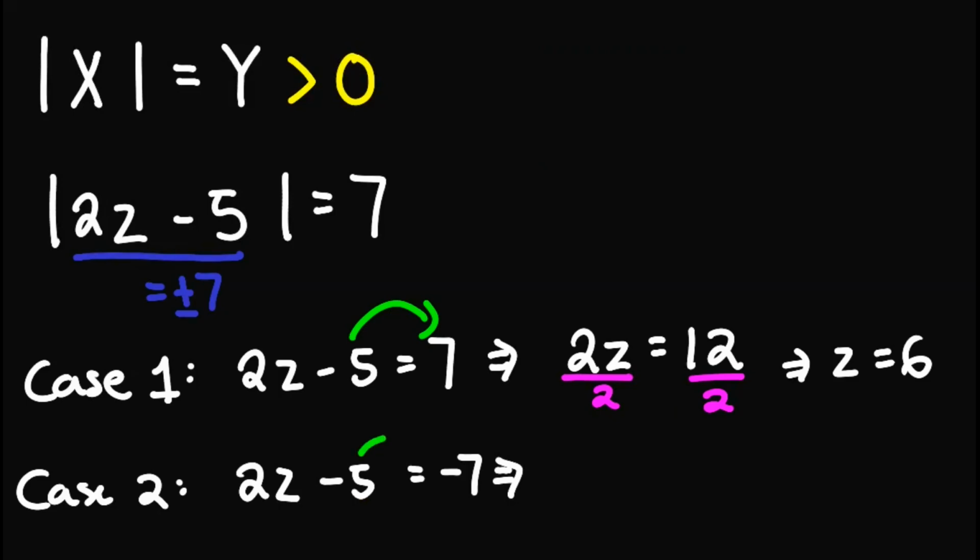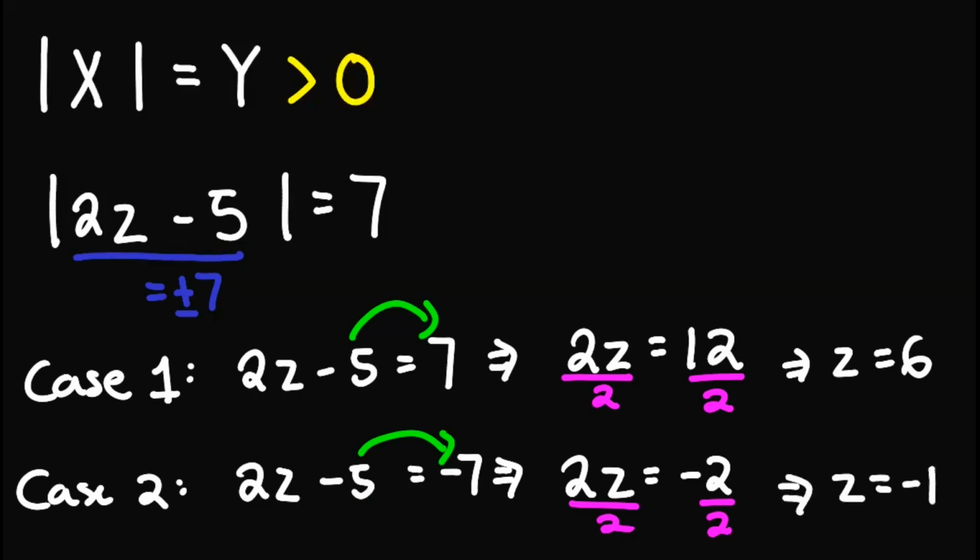Moving the negative 5 to the right side again, we'll have this time 2z is equal to negative 7 plus 5, which is negative 2. Divide both sides, and we obtain z is equal to negative 1.